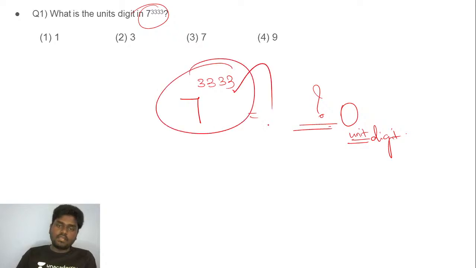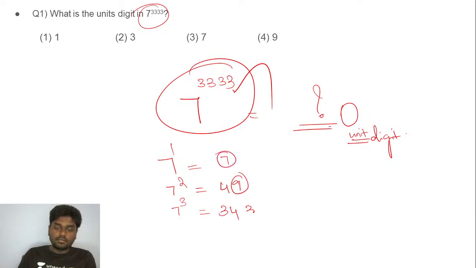If I want to find the unit digit here, let me start with 7 power 1. 7 power 1 means the unit digit I'll be getting here is 7. And if I go with 7 power 2, sorry, 7 power 2 will give me 49, right? So the unit digit is 9. And 7 power 3 will give me 343. You get the unit digit to be 3.